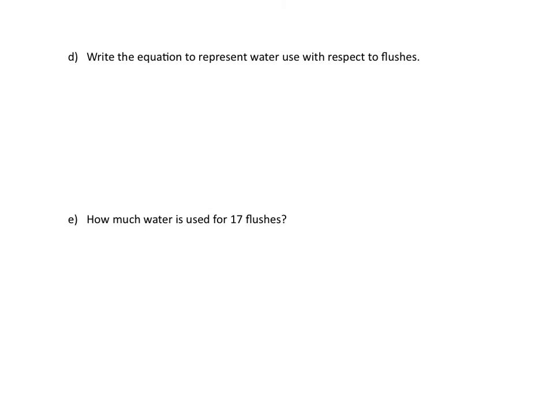The next thing we need to do is write an equation to represent water use with respect to flushes. Because this is a direct variation, remember we know the template for our equation has to take on the form y equals mx. They didn't pick any specific letters for us to use to represent the number of flushes or the water usage, so we're just going to stick with the same letters that they've given us in the template, which are y and x. If they had given us particular letters to use, we would have to make sure that we switch them out for y and x in the correct spots.